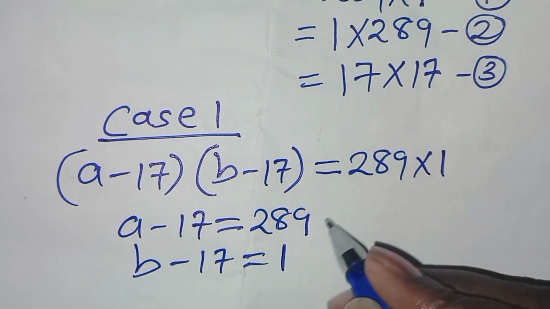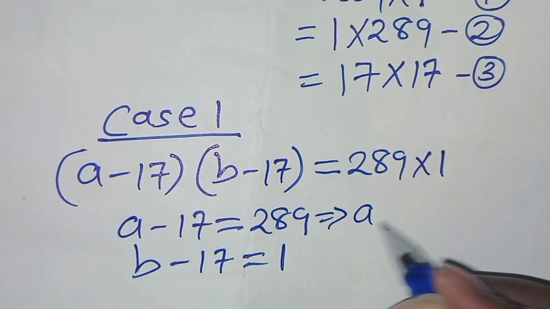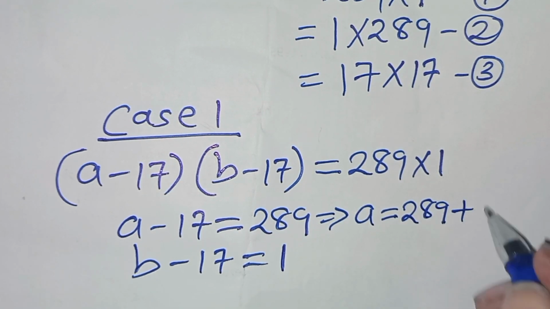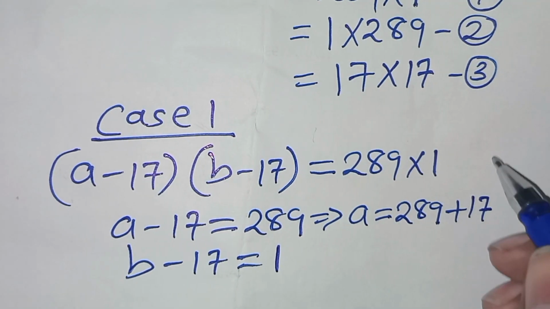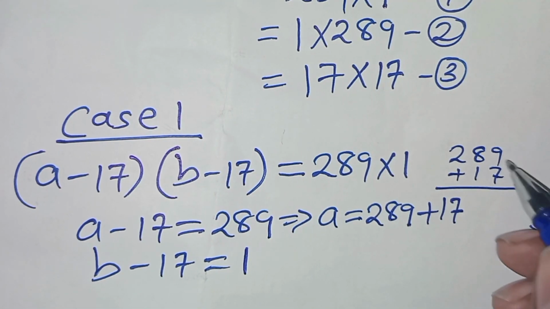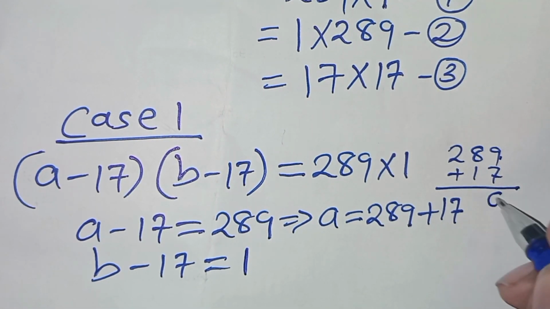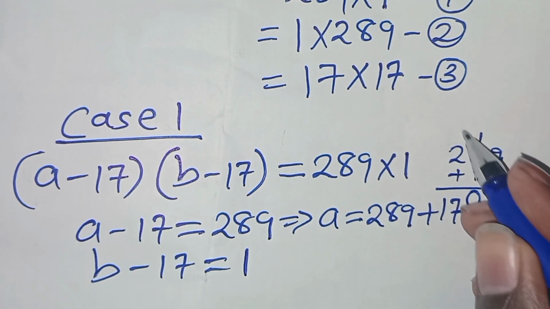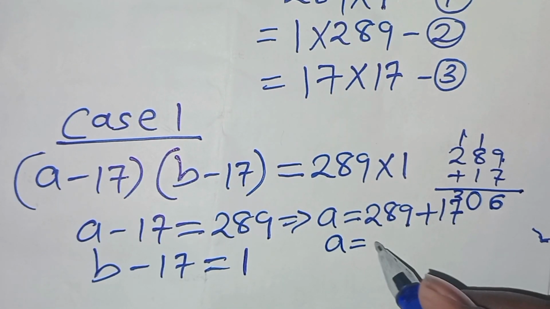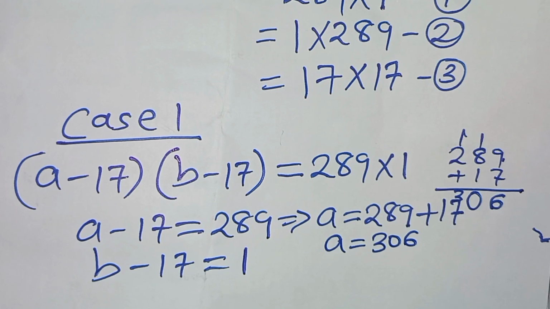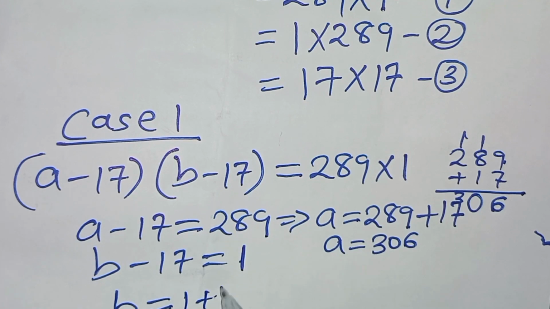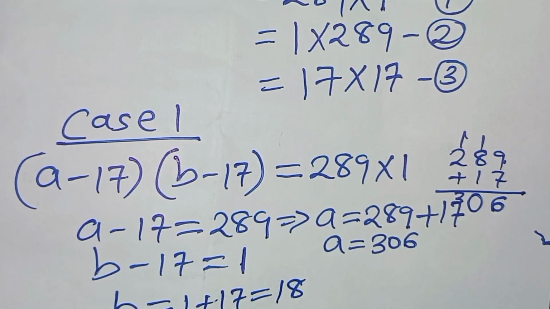From the first part here, we'll have a equal to 289 plus 17. So we have 9 plus 7, this is 16, and 1, 0, 1. So this is 306. So here we have a equal to 306. Now for b here, b is equal to 1 plus 17, which is equal to 18.